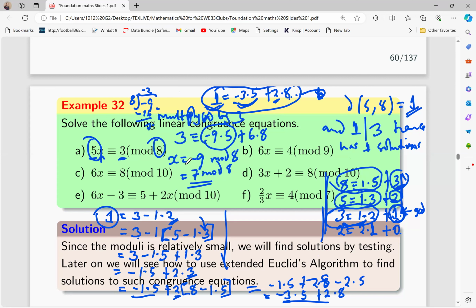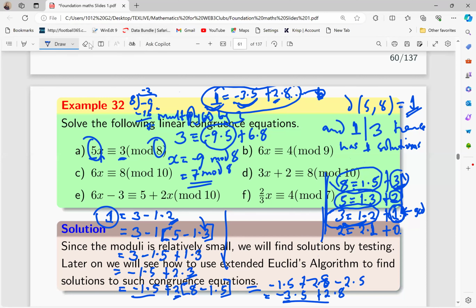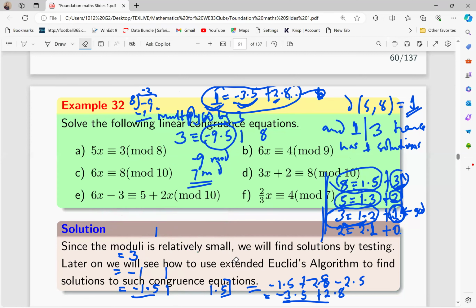I can take another example, this B. I can take this B, and then we go to bigger moduli and look at 1 or 2 examples. Any question? Anywhere somebody requires clarification?